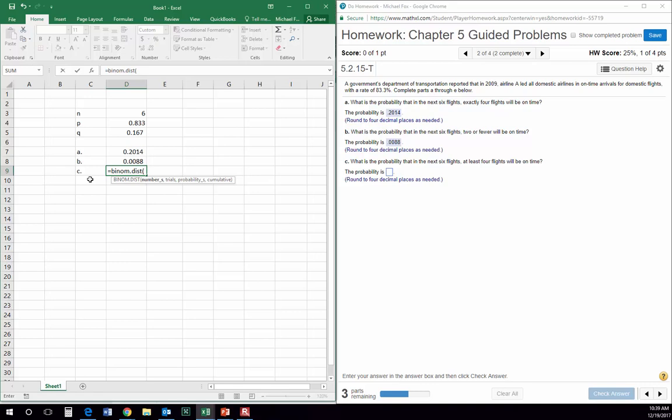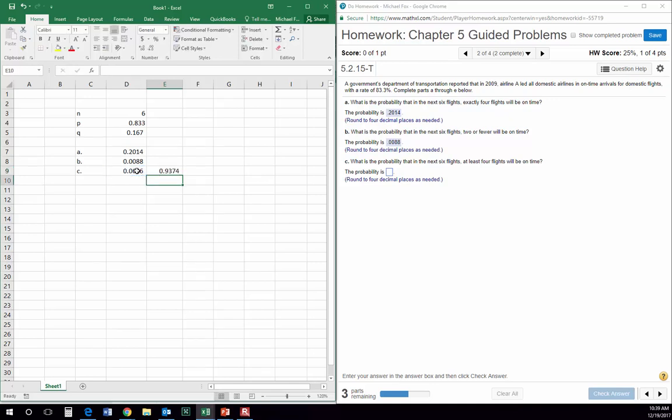binom.dist. For the number of successes, in this case, I'm going to use 3. And I'll tell you why in a minute. Number of trials is still 6. Our probability of success is still 0.833, and our cumulative is still true. So if I do this, it's going to return the probability of getting 3 or fewer flights on time, 3, 2, or 1. And our real answer for 4 or greater would be 1 minus this number.